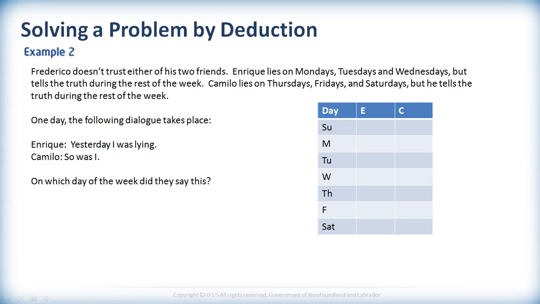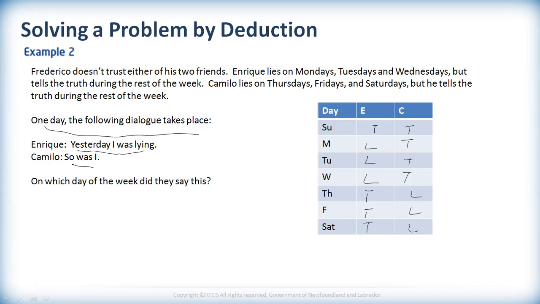So Enrique lies on Monday, Tuesday, Wednesday. And Camilo lies on Thursday, Friday, Saturday. And then everything else should be the truth. All of these are times when people would tell the truth. It looks like in the table that on any given day, if one person is telling the truth, the other one is lying, except on Sunday. The question says, on one day, the following dialogue takes place. Enrique says, yesterday I was lying. And Camilo says, so was I.